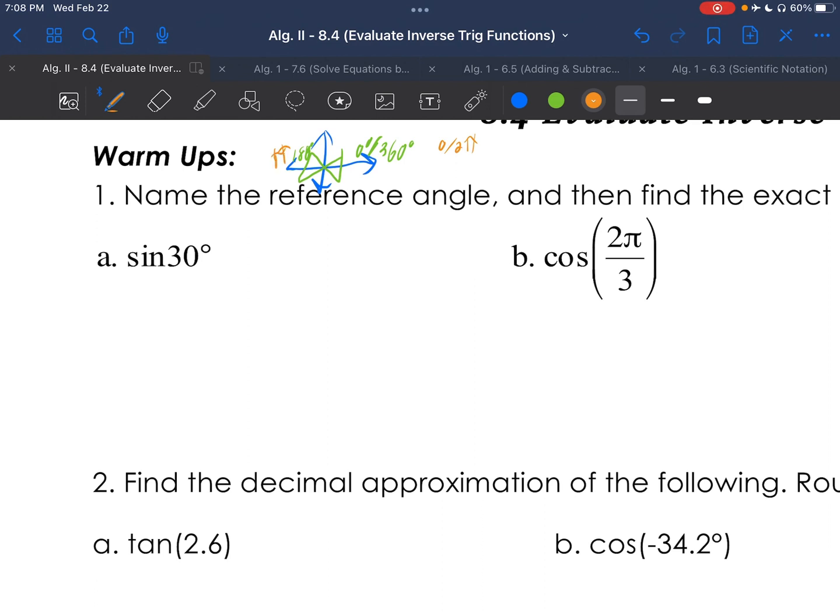So sine of 30 degrees, well, 30 degrees is already as close as you can get to the range of 0 to 180. So the value of sine of 30 degrees is 1/2.